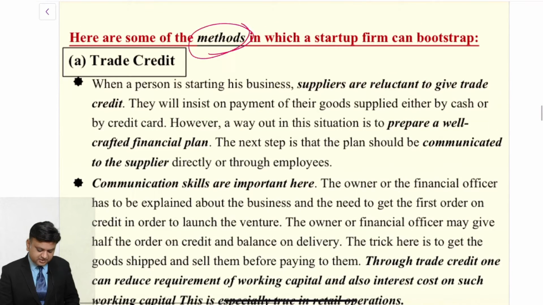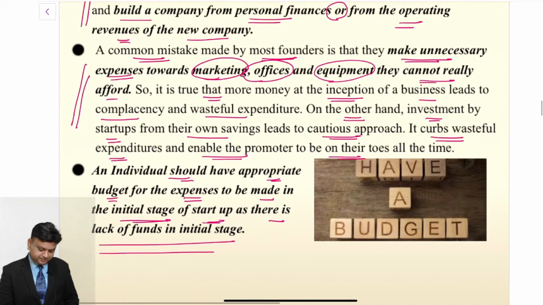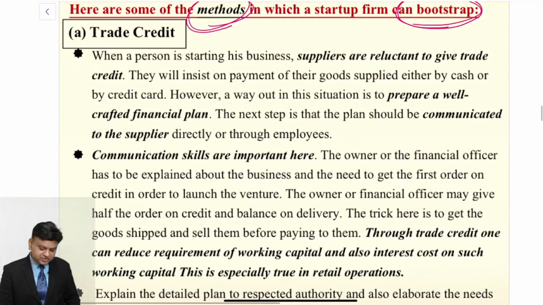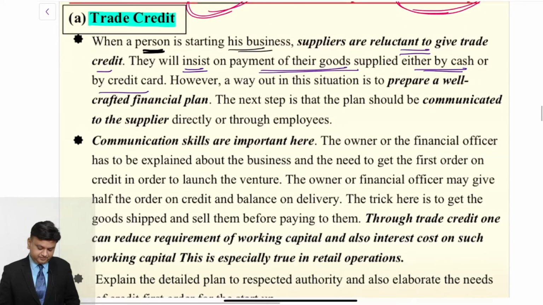Here are some of the methods in which the startup firm can bootstrap. So they have provided three solutions to this kind of problem. The first is trade credit. When a person is starting his business, suppliers are reluctant to give credit. They will insist on payment for the goods supplied either by cash or by credit card.